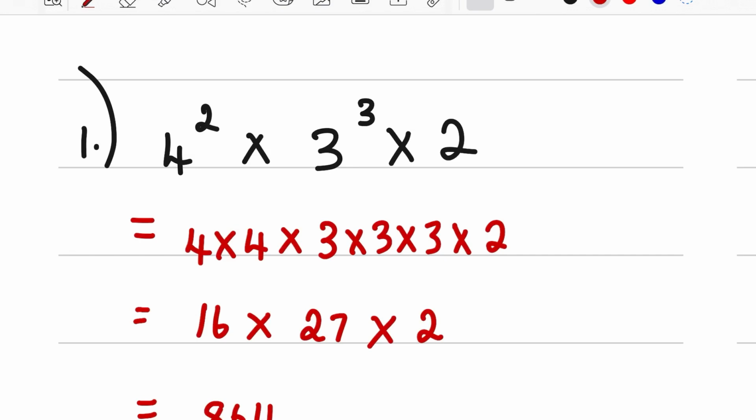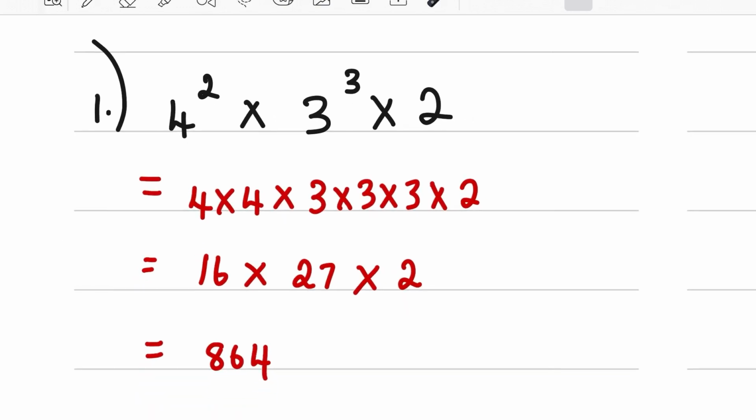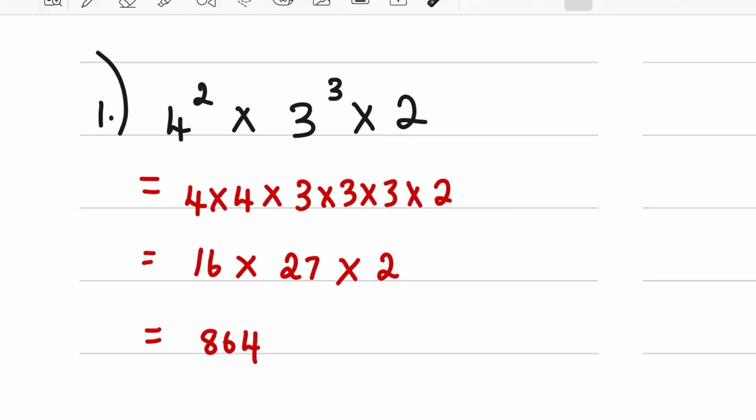864. Of course you can work this out manually using long multiplication. Just take it step by step. So multiply 16 times 27 first, and then your answer by 2. Of course you can also do 16 by 2, then multiply by 27, or you can do 27 by 2, then multiply by 16. The order for multiplication really does not matter.